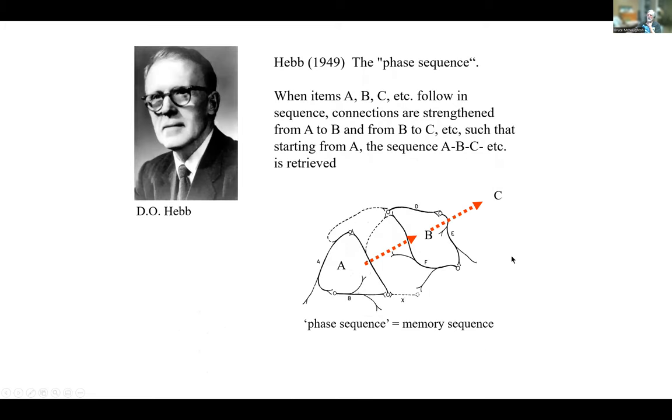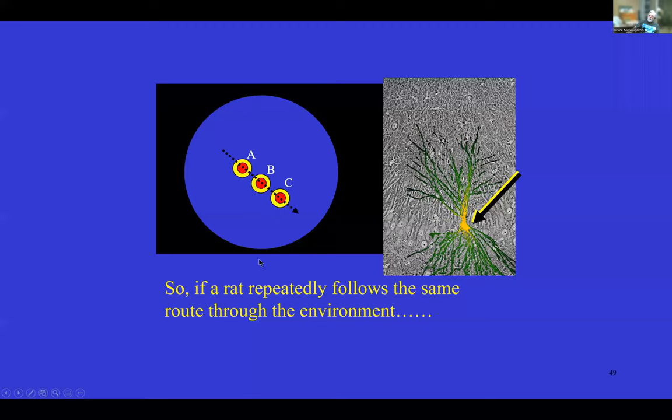What about sequences? Well, this is Hebb's phase sequence idea, and we talked a lot about sequence encoding in the Hebb-Marr network, and the fact that if you put in a sequence of patterns and you change the pattern every cycle, then the network encodes what's happening now associated with what just happened a moment before, and that allows the network to retrieve the sequence.